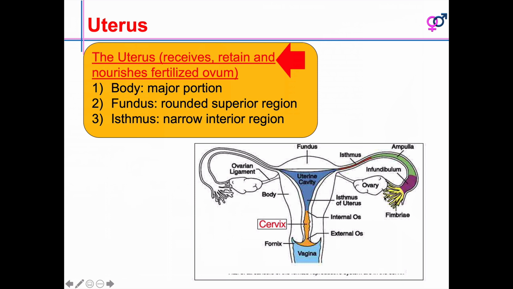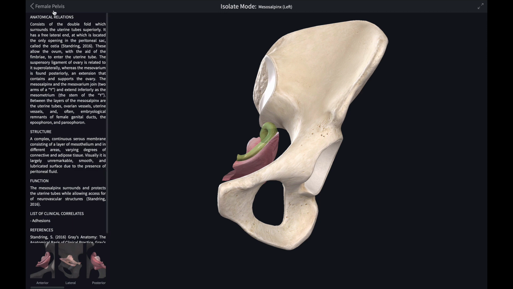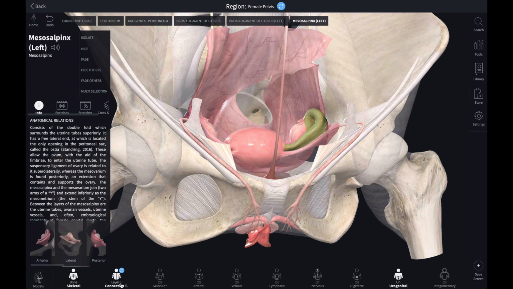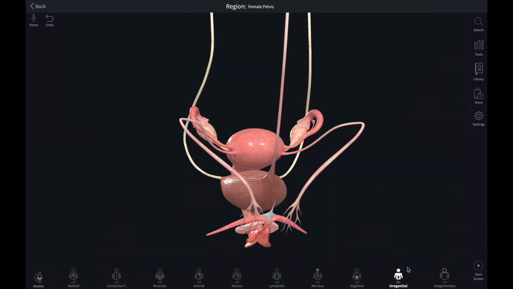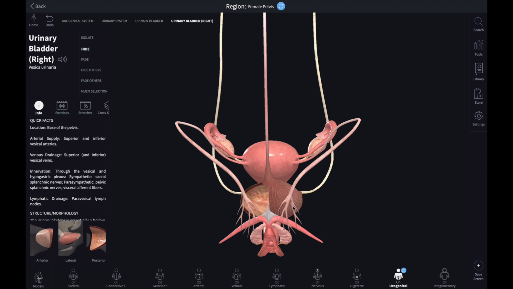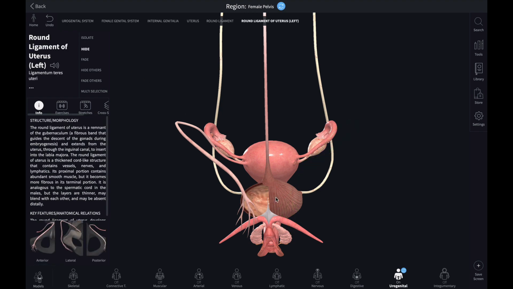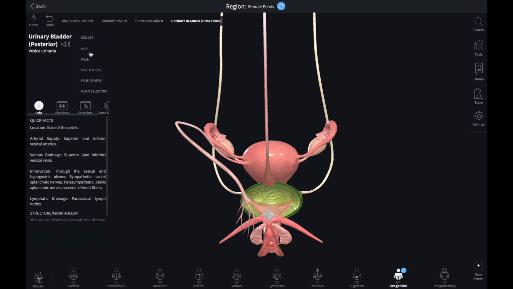Okay, coming to the uterus, it is a muscular pouch made up of smooth muscles. There are 3 layers of the uterus: outer perimetrium, middle myometrium, and inner endometrium. These are the 3 layers of the uterus. I am going to remove the uterus and show you separately. I will remove the bladder also, so that you can see the uterus clearly.